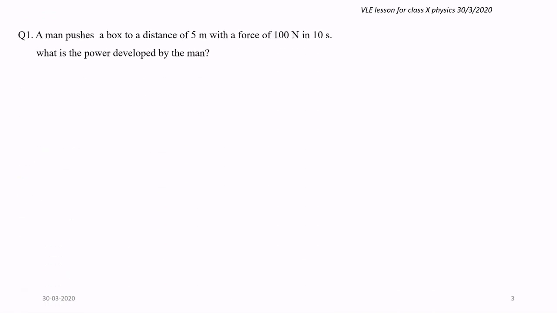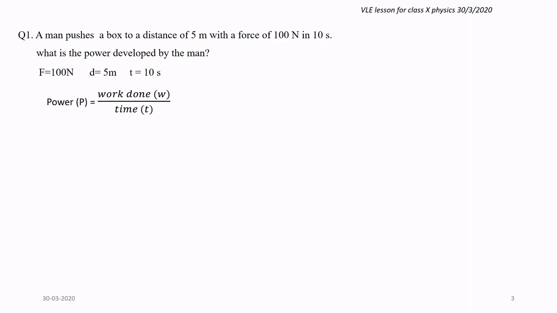Now next one is an example on power. A man pushes a box to a distance of 5 meters with a force of 100 Newton in 10 seconds. The displacement is given here, the force applied is given, and the time is given. What is the power developed by the man? So what was the man's power? Force is 100 Newton, displacement is 5 meters, and 10 seconds of time is taken to displace the body.